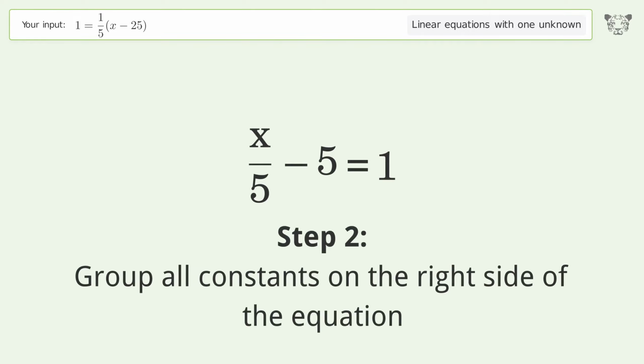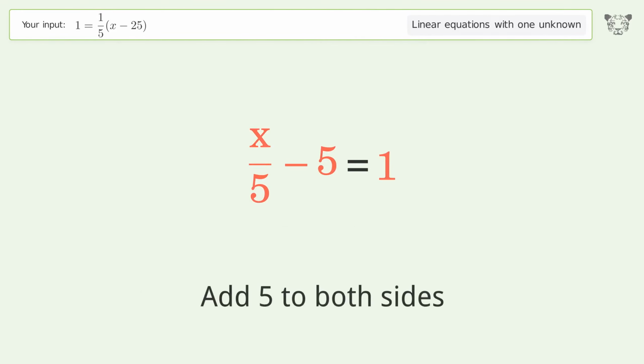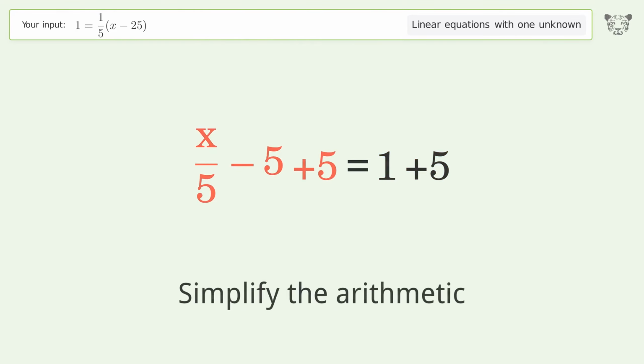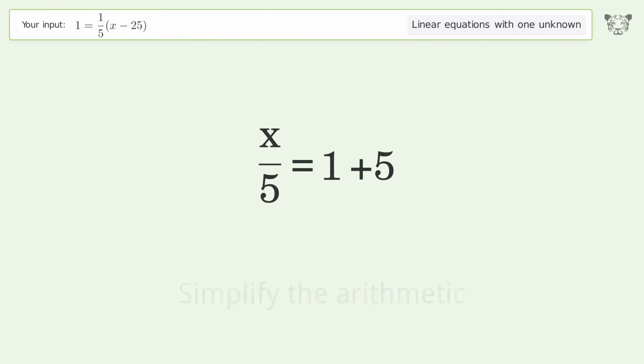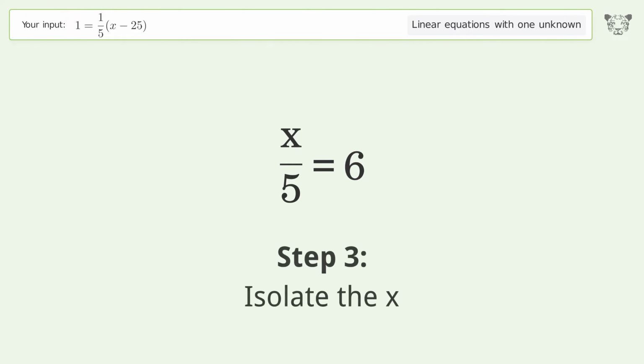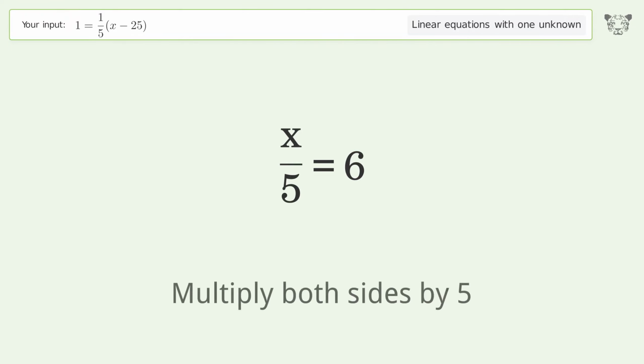Group all constants on the right side of the equation. Add 5 to both sides. Simplify the arithmetic. Isolate the x. Multiply both sides by 5.